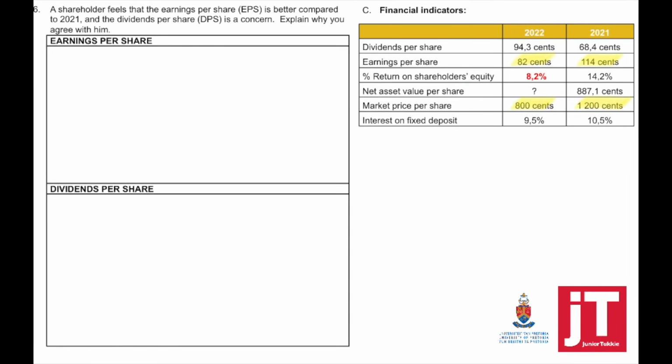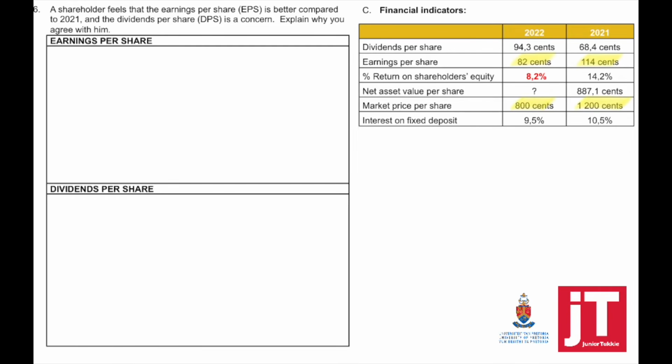A shareholder feels that the earnings per share is better compared to 2021 and the dividends per share is a concern. Explain why you agree with him. So when we're looking at this, we are going to look at the earnings per share as a percentage on the market price.